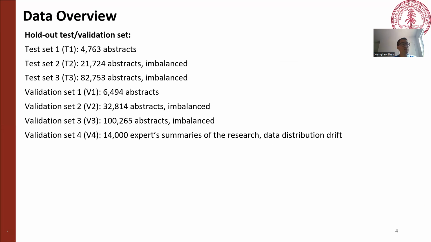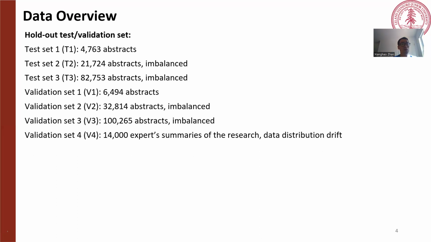There are 7 of them, 3 different test sets, including different numbers of abstracts. Test set 1 is a balanced dataset with the same number of positive and negative cases. For test set 2 and test set 3, the dataset is assumed to be imbalanced according to the CAMDA challenge. And for the 4 validation sets, in addition to the 3 validation sets that resemble the test sets, there is one additional validation set, V4, validation set 4, that includes 14,000 expert summaries of the research. We hypothesize that there could be some data distribution drift, and this dataset can be used to test the model's performance on different types of text and data distribution drift.